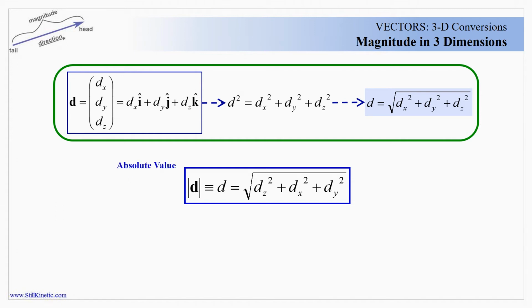Sometimes they're referred to as a modulus. Sometimes they're referred to as a magnitude. And really, magnitude is what we're using it for here. So the magnitude of the vector D is equal to non-bolded D, which is equal to the square root of the sum of the squares of the components.